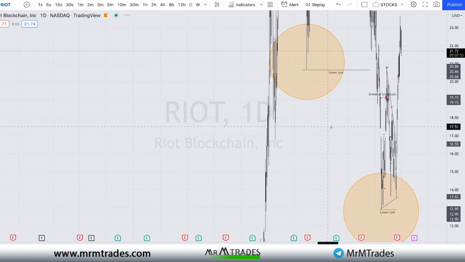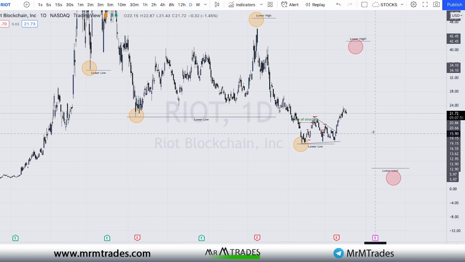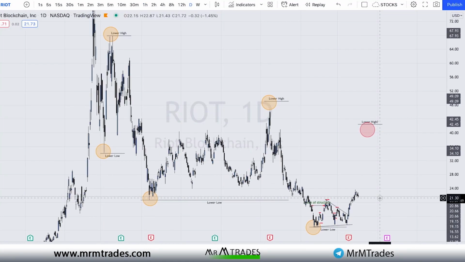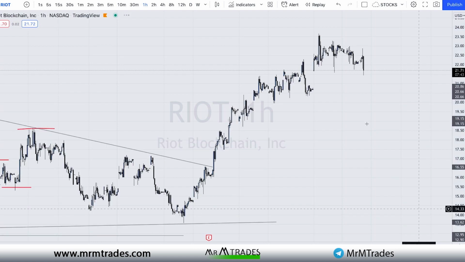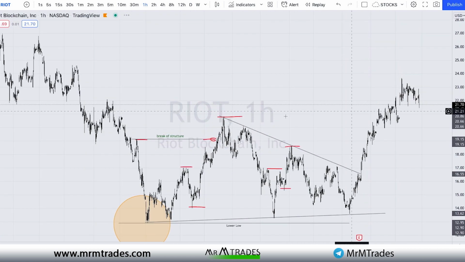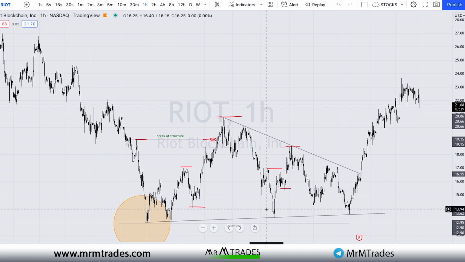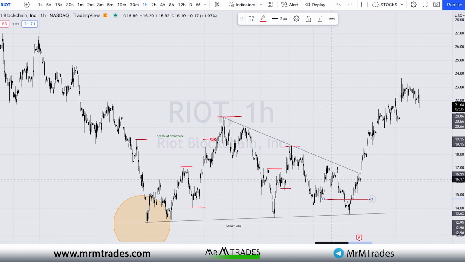We started on the higher time frame, daily to be exact. Then we followed lower lows and lower highs. Then we moved to the 1 hour time frame and followed the structures there. And now that we have all this information, we will start looking for our entry point. But we'll have a closer look at it in the next video. So stay tuned.